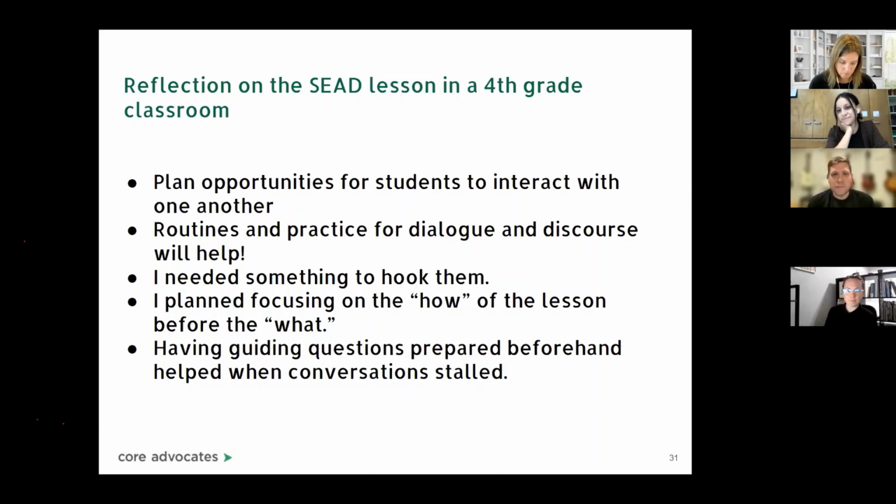of that conversation. So these are just some of the things I noticed after delivering the lesson, in reflection, that if and when I'm going back to do another lesson where I'm trying to embed social emotional learning, these are things I'll definitely keep in the forefront of my mind.